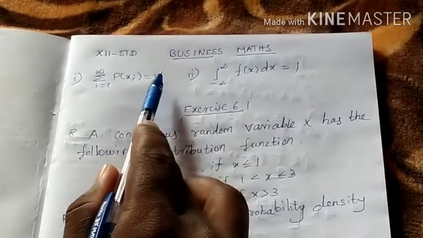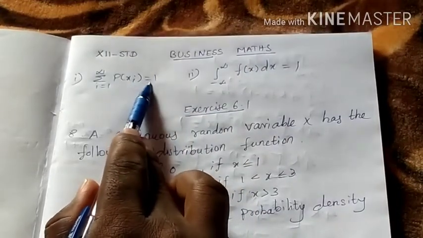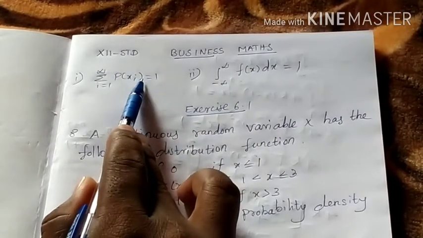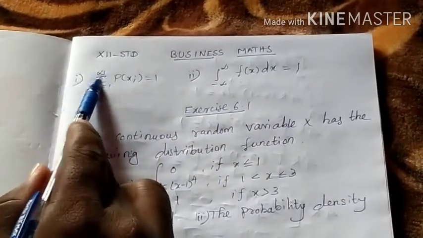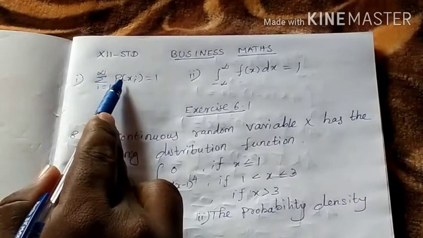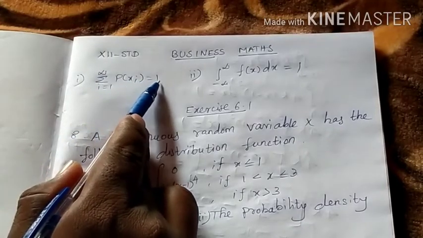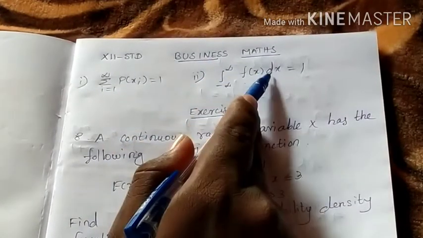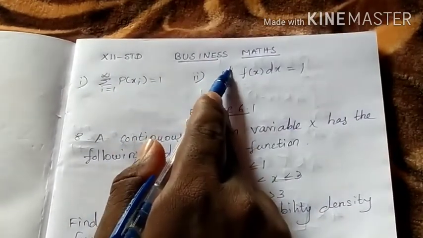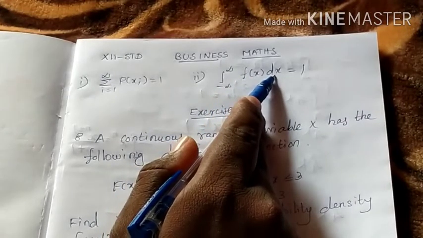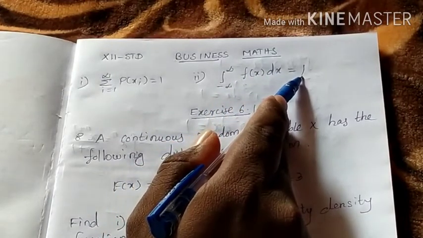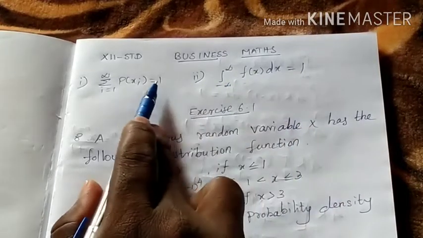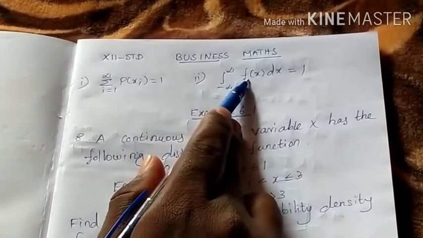In the last class we discussed discrete random variable and continuous random variable. The discrete random variable probability mass function is summation i equal to 1 to infinity p of xi equal to 1. The continuous random variable probability density function is integral minus infinity to plus infinity f of x dx equal to 1. In this class, we are going to see the applications of discrete and continuous random variable.